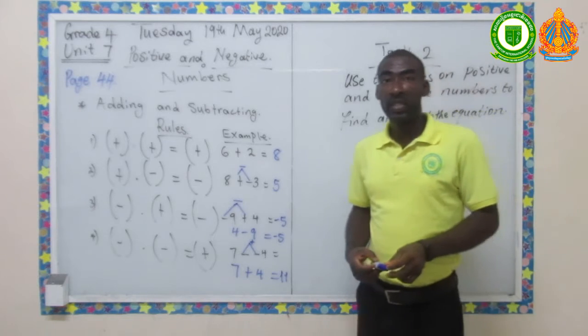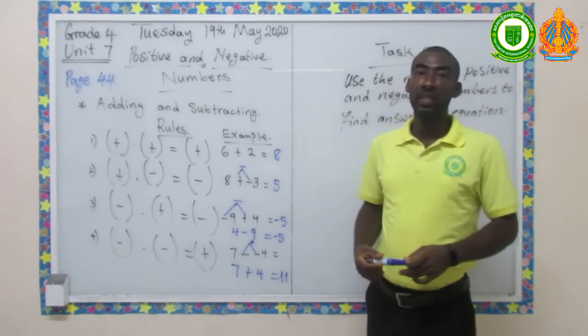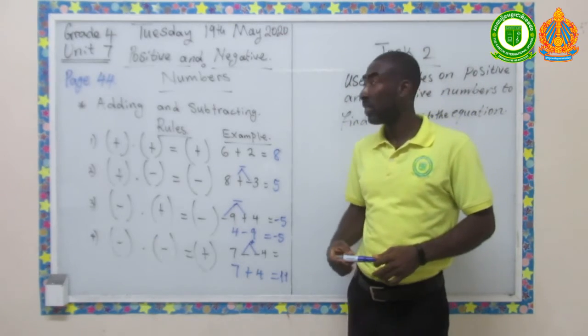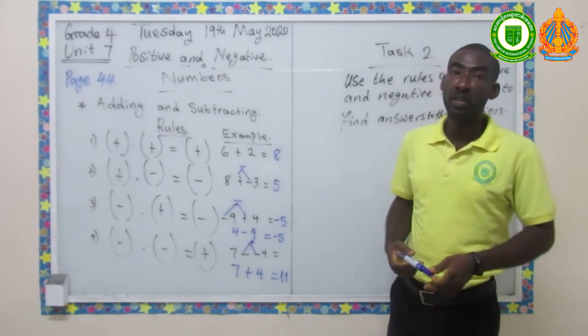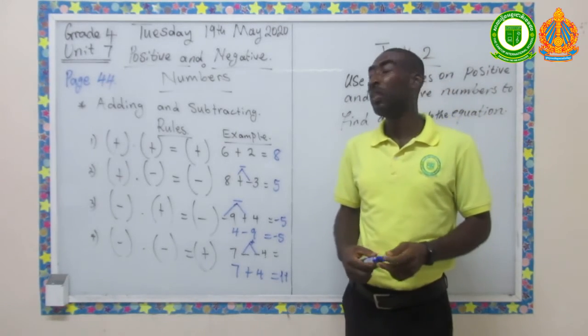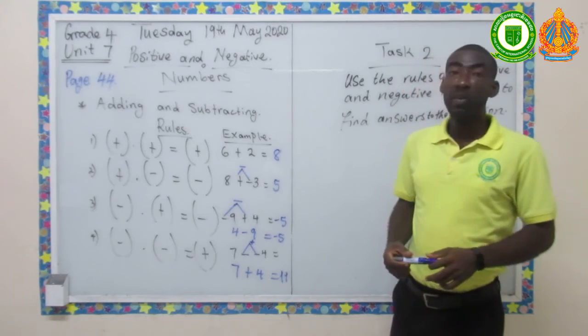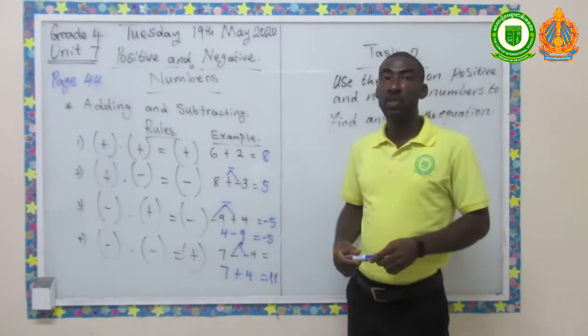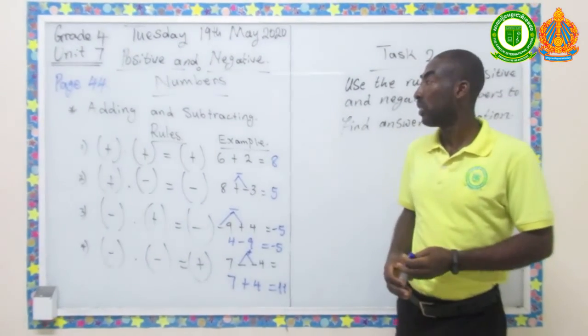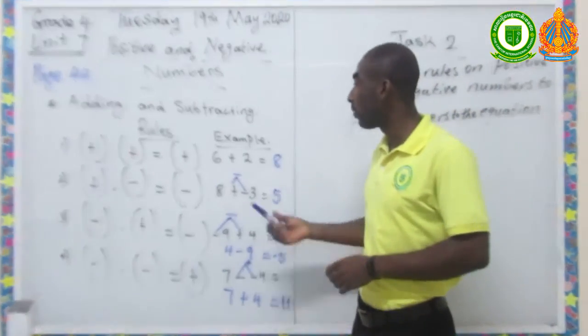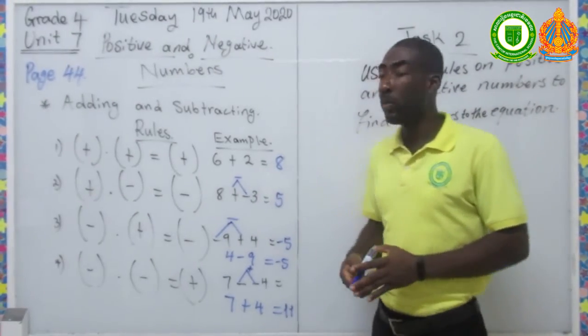Welcome back to the second video on our lesson, positive and negative numbers, from page 44, unit 7 of your textbook. Today we looked at 4 main rules that apply when you are dealing with negative and positive numbers, with examples that we have shown on our whiteboard here.